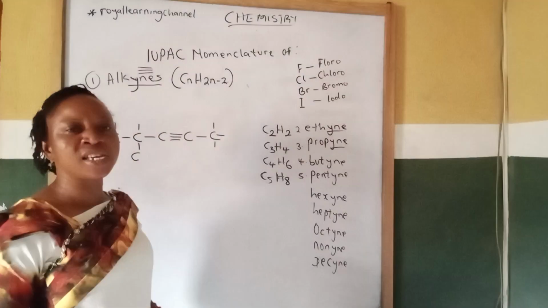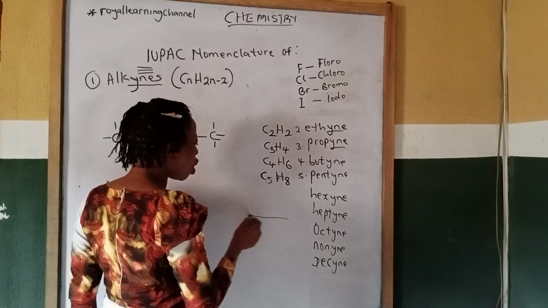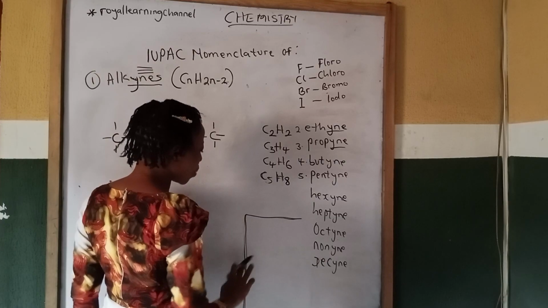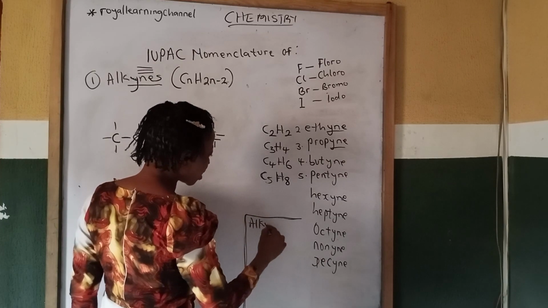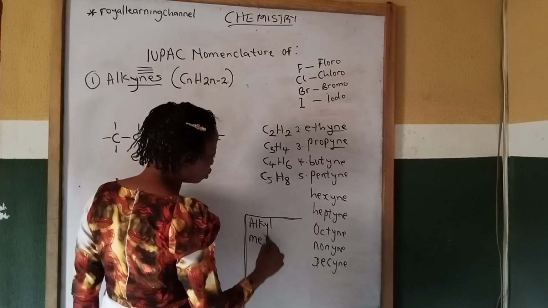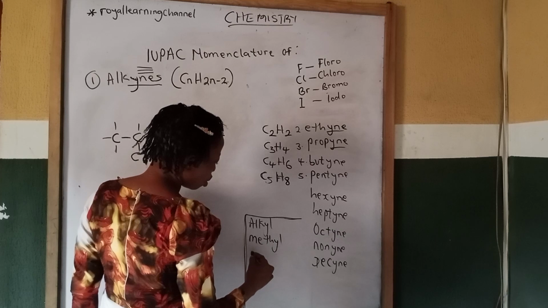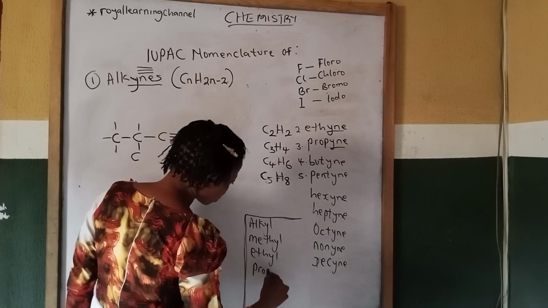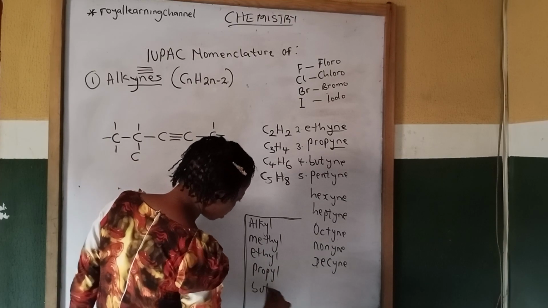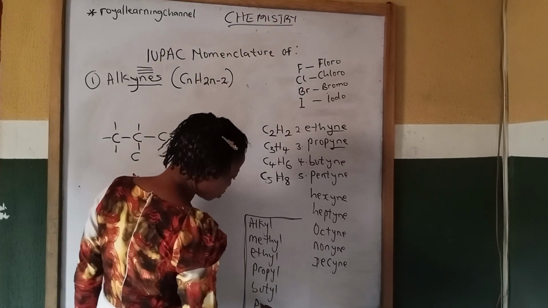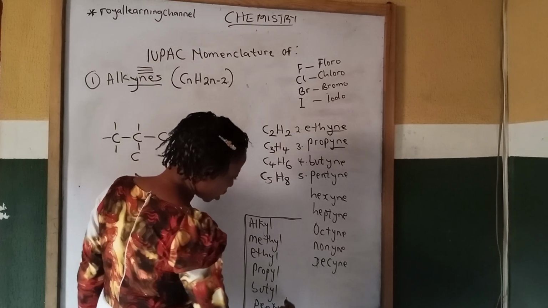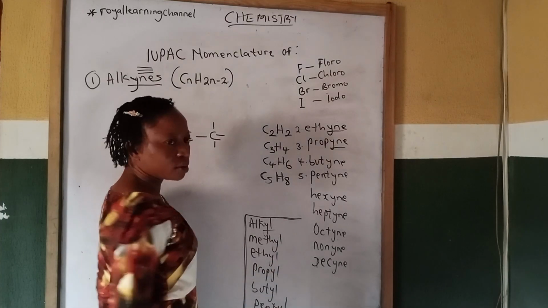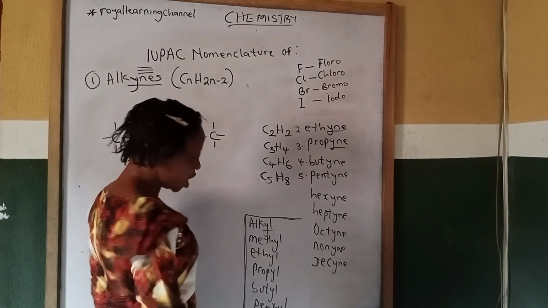Then it can be an alkyl group. Alkyl groups are also substituents under alkyne. They are also substituents under organic compounds. Alkyl. So members of alkyl are methyl, ethyl, propyl, butyl, pentyl, and so on, hexyl. Just follow your prefix, then add YL to it, to get the names of other members.